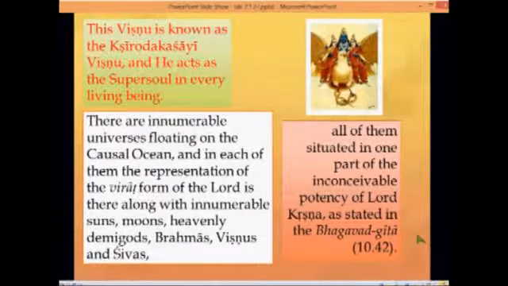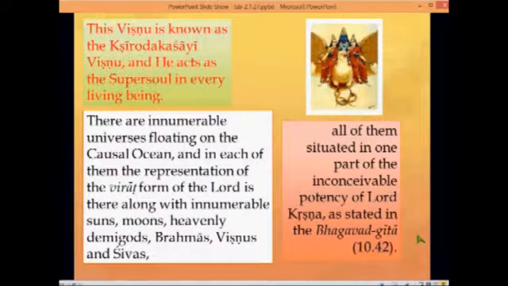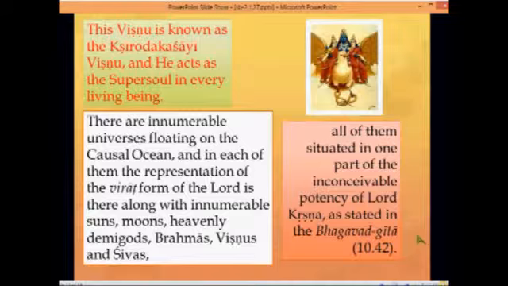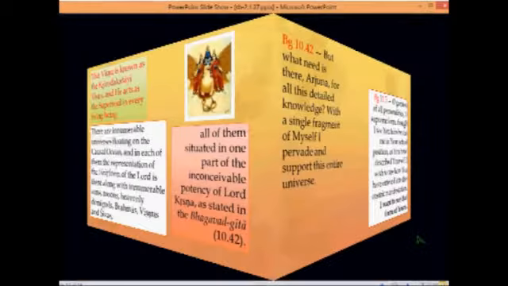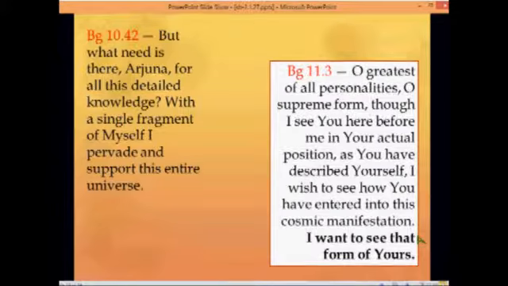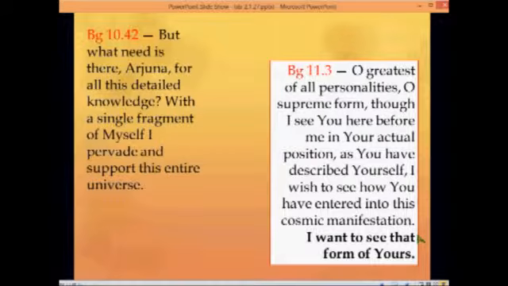All of them are situated in one part of the inconceivable potency of Krishna, as stated in the Bhagavad Gita 10:42. But what need is there, Arjuna, for all this detailed knowledge? With a single fragment of myself, I pervade and support this entire universe. So Krishna says, I am the lion, I am the mountain, I am this, I am that.